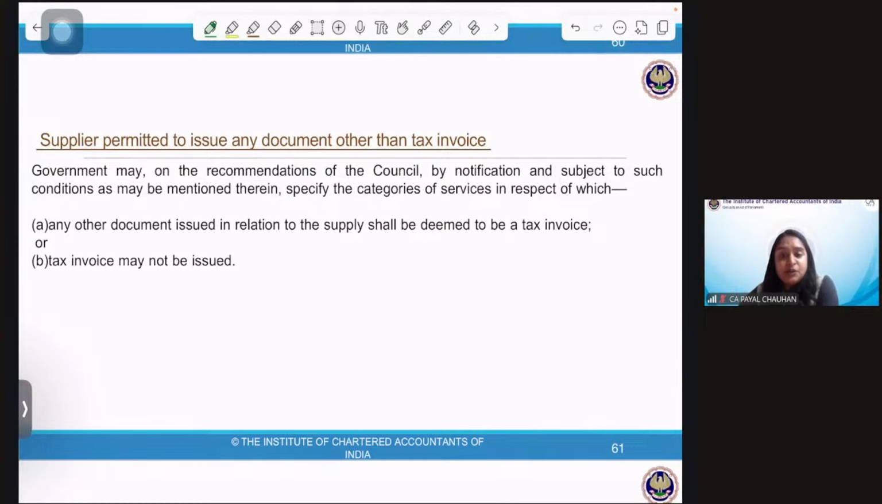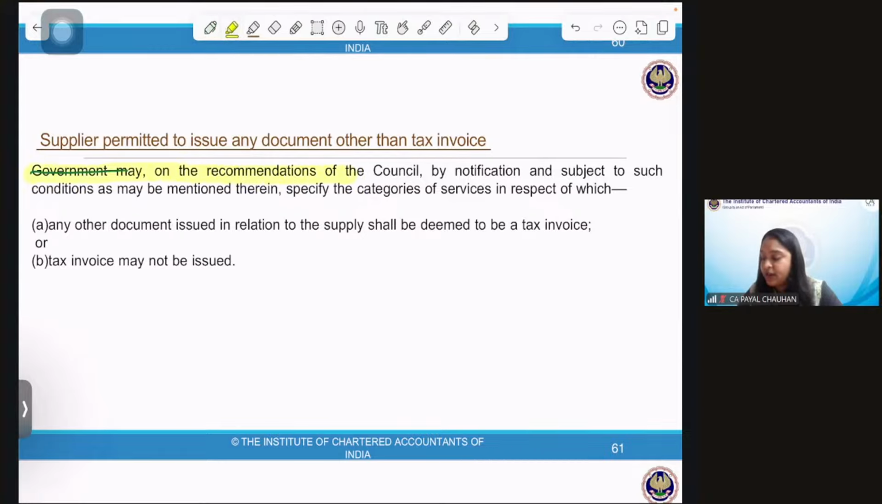Now, everyone, a tax invoice needs to be issued. Now, supplier permitted to issue any document other than tax invoice. Okay, when I go to a multiplex theater to see a movie, do I get an invoice or do I get a ticket? What do I get? Do I get an invoice? Yes, Navneet, perfect, I get a ticket. So that is a kind of invoice, but it is another document now. Its name has been changed. So that we are doing now. Supplier permitted to issue any document other than tax invoice.